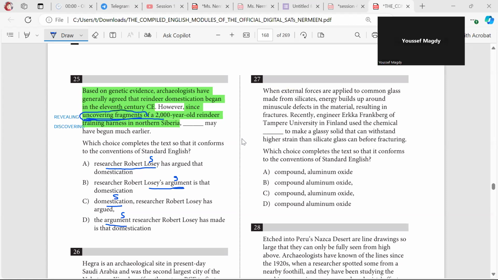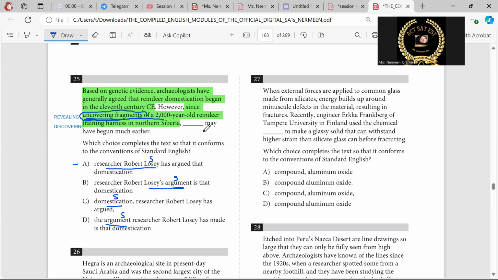Yes, miss. Yes, dear. Do you agree with your friend? It's C? No, because the domesticated cannot uncover the fragments. It should be researcher. So it's A. So you went for A, right? So now we have two different points of view, A and C. Researcher is the one who can discover and reveal, or domestication is the one that can uncover or discover the fragments of a 2,000-year-old reindeer.